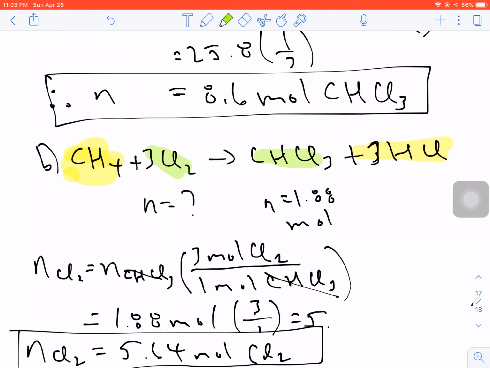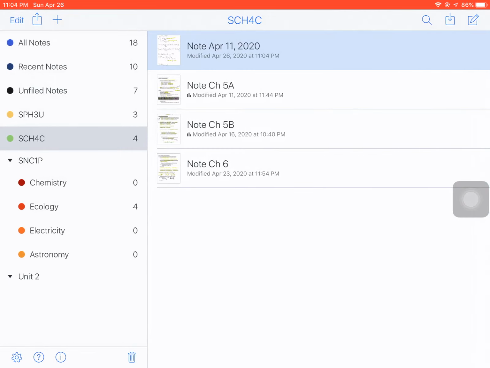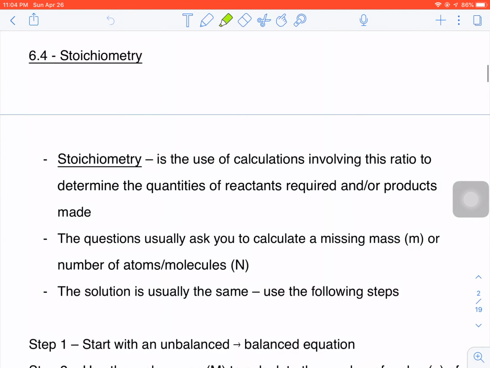All right, so that being said, that's the homework from 6.3 from last night. I want to go back and look at our note now for 6.4. And 6.4 is called stoichiometry. We talked about stoichiometry before. Stoichiometry is how we use math and mole ratios to decide either how much reactant I need or how much product I can make. So stoichiometry is using math to decide the quantity of reactants or products in a chemical reaction.